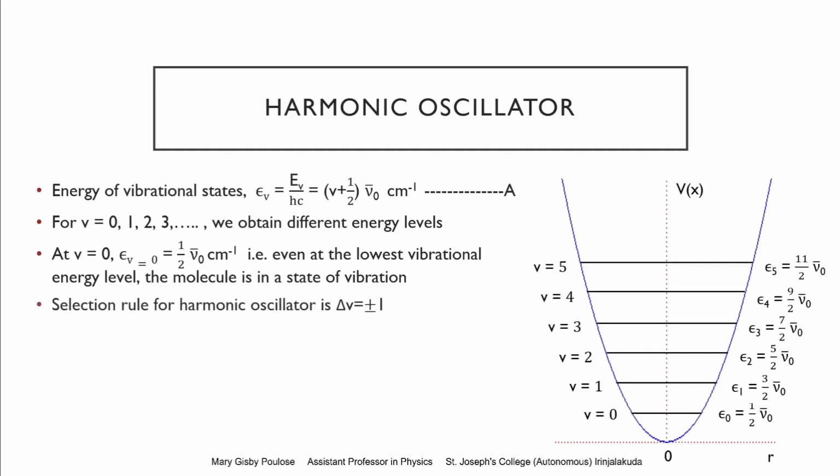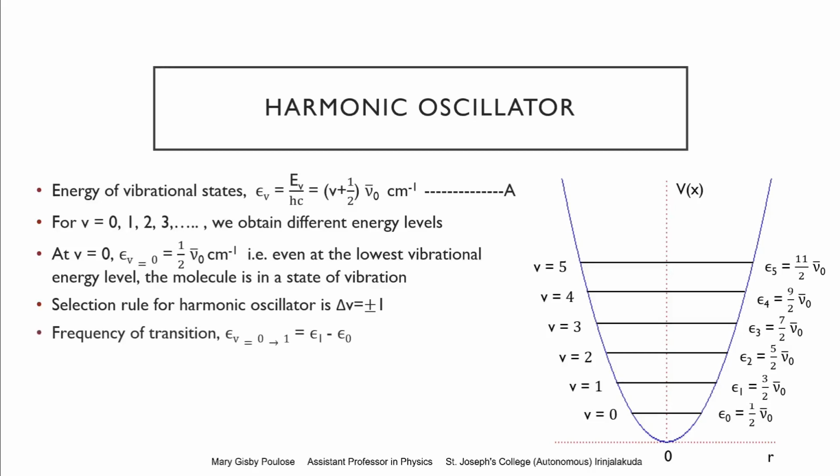Now, this molecule, when it is given energy, can undergo vibration only by following certain rules, and they are called the selection rule. For a harmonic oscillator, the selection rule is that the molecule can have a jump in the vibrational quantum number only by integer 1. That is, the change in vibrational quantum number can be only plus or minus 1. It can be excited to the next higher energy level, or it can de-excite just to the lower energy level.